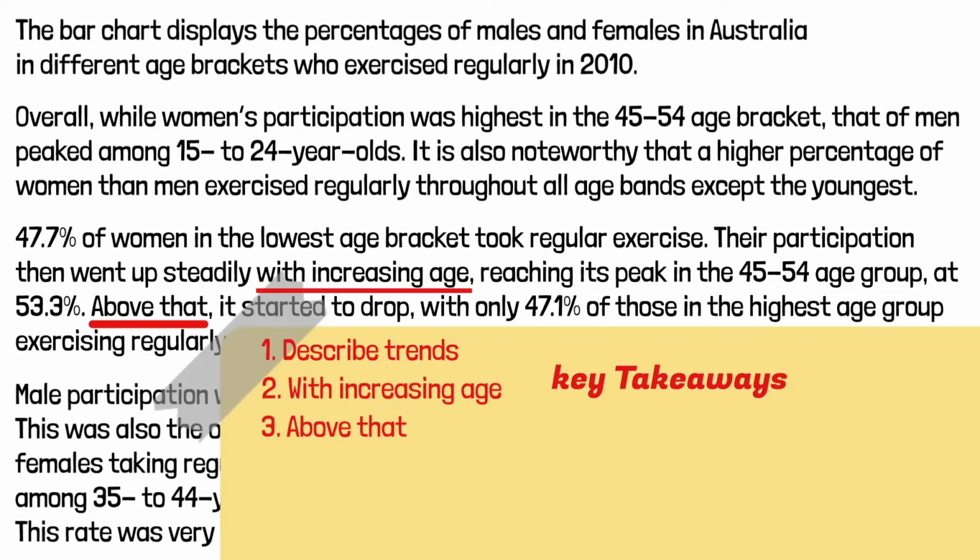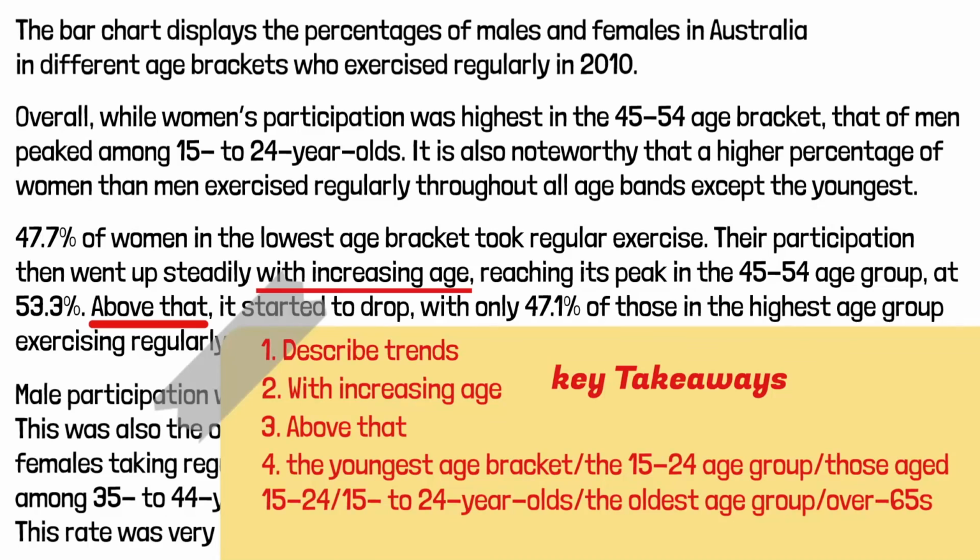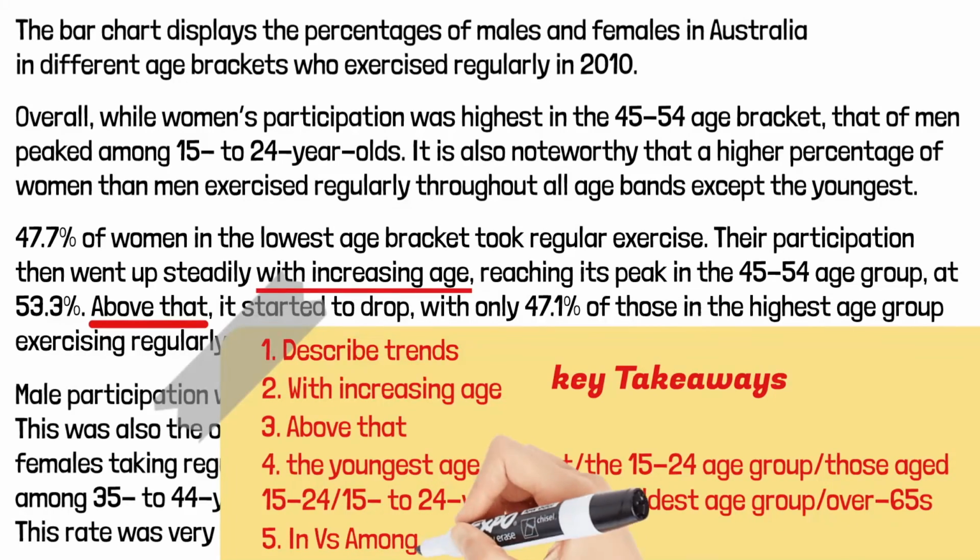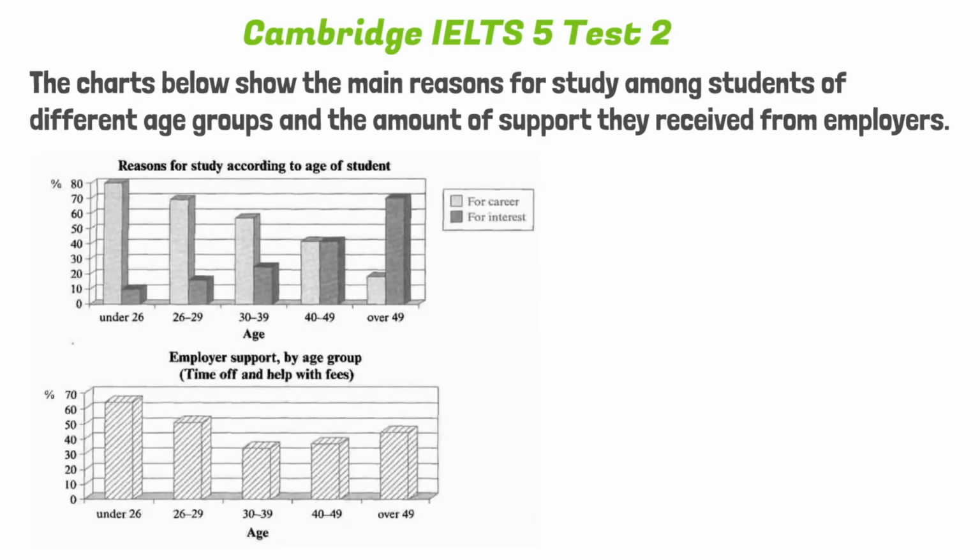4. When it comes to age groups, we can use these expressions to vary our language. But be careful that it's best to use in with an age group, but among with people. The percentage peaked in the 15 to 24 age group or among 15 to 24-year-olds. Now, do you feel more confident when dealing with age groups? Try to follow these guidelines when writing a report for these charts.